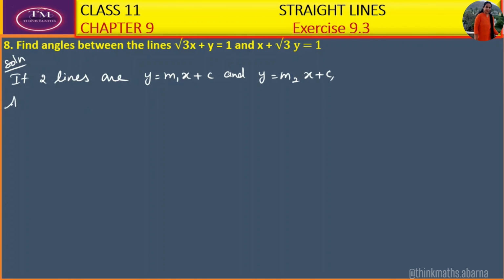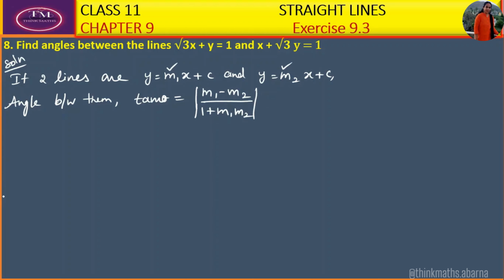Then the angle between them is tan theta equal to modulus of (m1 minus m2) divided by (1 plus m1 m2). So this is the formula for the angle between them. So what do we need? We need m1 and m2. So we have to change these two equations to y is equal to mx plus c format.